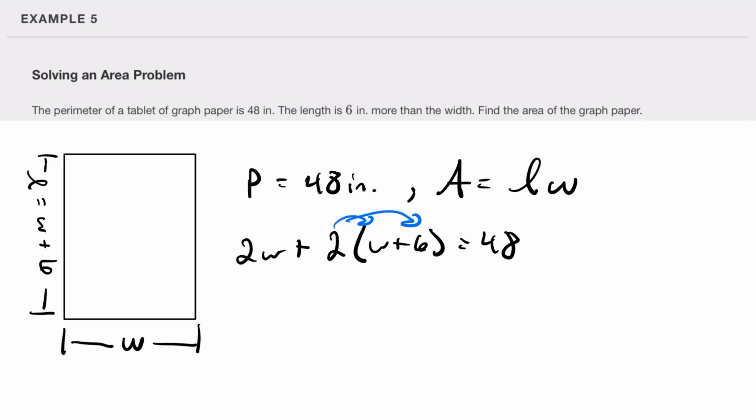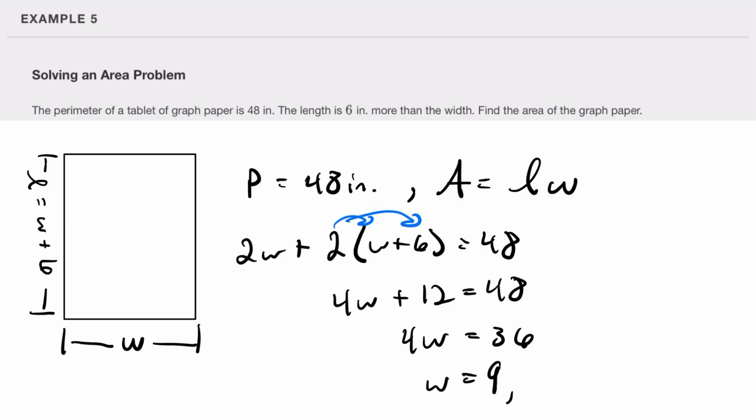So if we distribute, ultimately we're going to get 4W plus 12 equals 48. So 4W equals, we subtract 12, 36. So W is 9. If the width is 9, that means our length is 15. So then our area, 9 times 15. 90 plus 45 is 135 square inches.